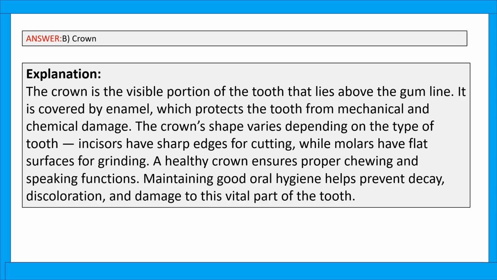It is covered by enamel, which protects the tooth from mechanical and chemical damage. The crown shape varies depending on the type of tooth. Incisors have sharp edges for cutting, while molars have flat surfaces for grinding. A healthy crown ensures proper chewing and speaking functions. Maintaining good oral hygiene helps prevent decay, discoloration, and damage to the vital parts of the teeth.